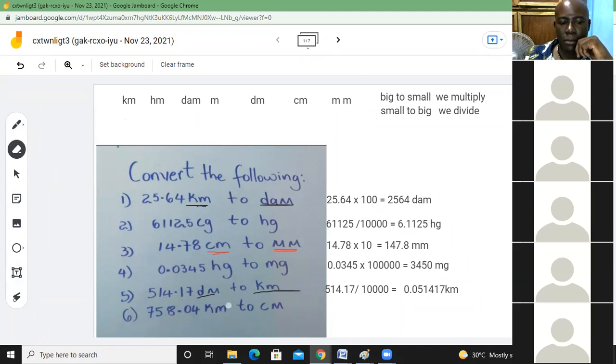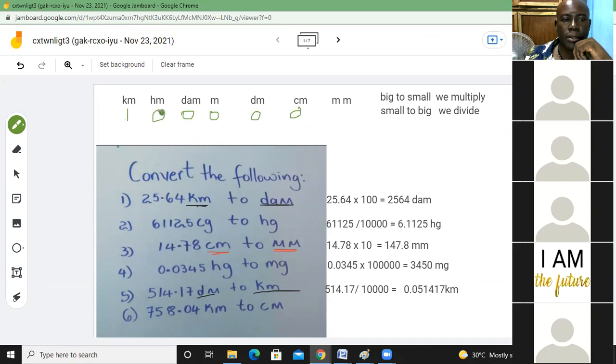All right, so we're looking at this one. We're moving from kilo to centi. So we're moving from kilo, which is right here, all the way to centi. So let me just write them quickly. All right, very good. So this again is 100,000, right? And we're moving from a big unit to small. So big to small right here, we multiply.